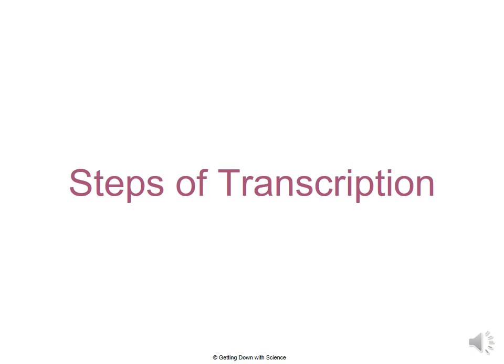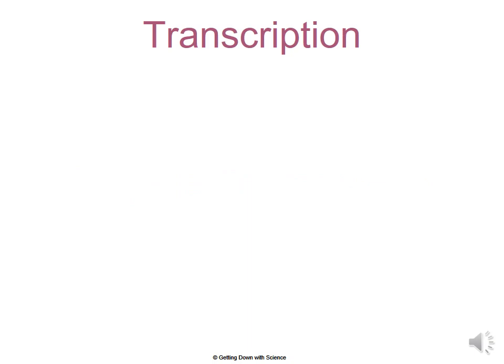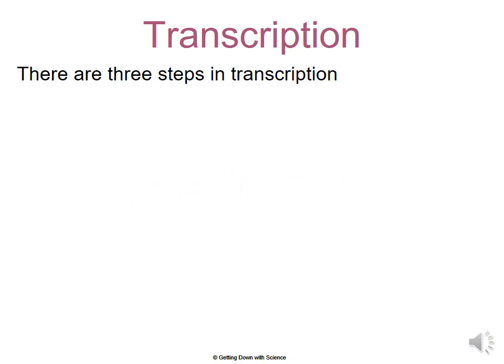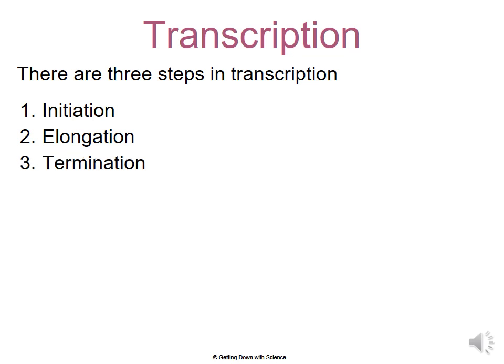So that's kind of an overview of the process. Now let's look specifically at transcription. Remember, transcription's in the nucleus, from DNA to messenger RNA. There are 3 key steps involved in this process. Initiation, where we're going to start it. Elongation, where we go all the way till we get to the end of the gene, and then termination, when we have to stop.